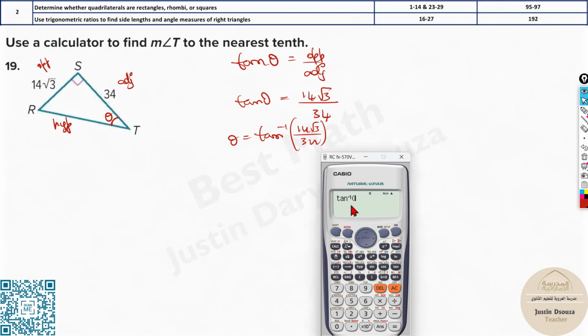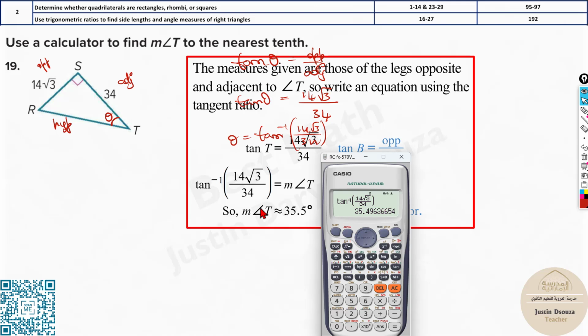So shift and tan gives you tan inverse 14 square root 3 divided by 34, and close the bracket. 35.49, which will make it 35.5.